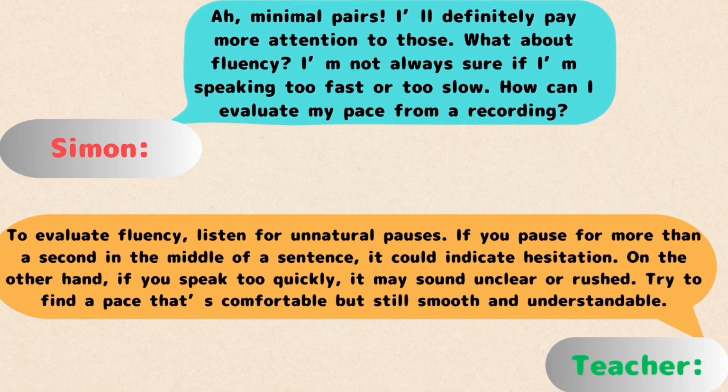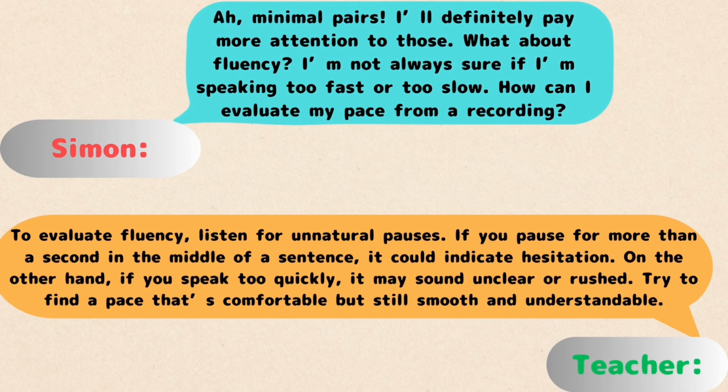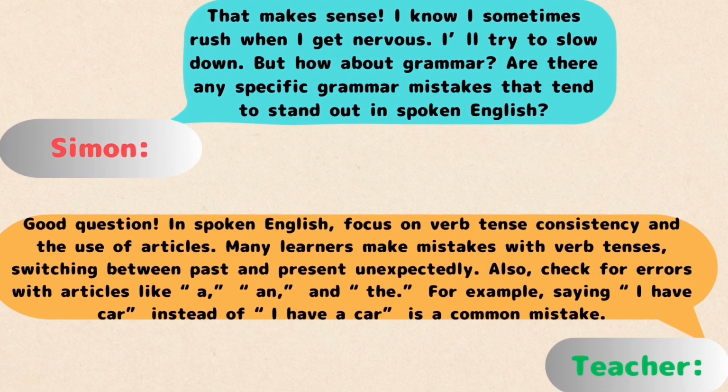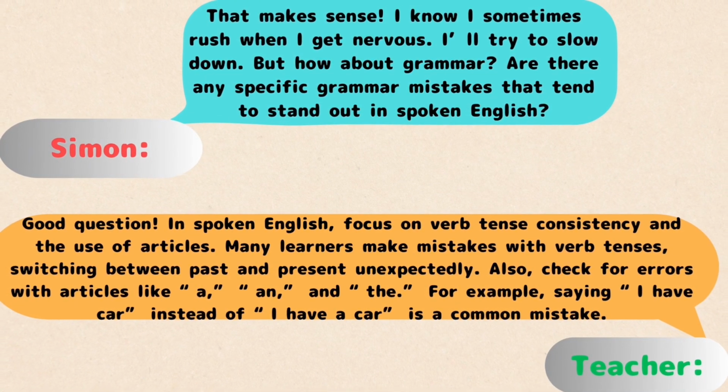What about fluency? I'm not always sure if I'm speaking too fast or too slow. How can I evaluate my pace from a recording? To evaluate fluency, listen for unnatural pauses. If you pause for more than a second in the middle of a sentence, it could indicate hesitation. On the other hand, if you speak too quickly, it may sound unclear or rushed. Try to find a pace that's comfortable but still smooth and understandable. That makes sense. I know I sometimes rush when I get nervous. I'll try to slow down.